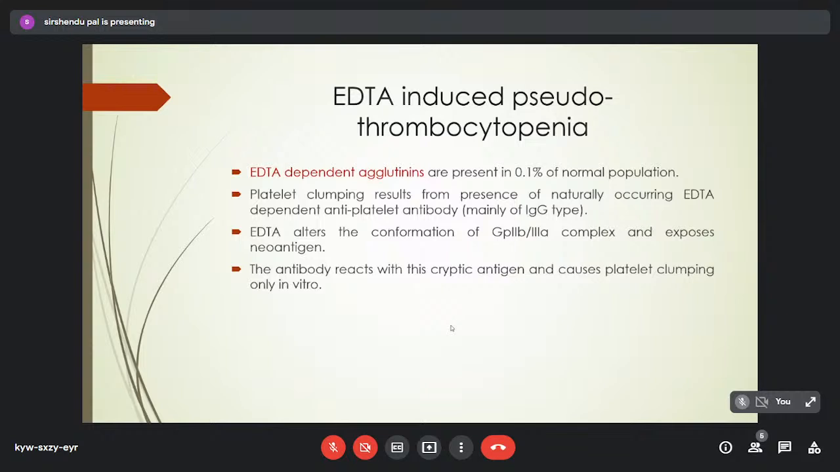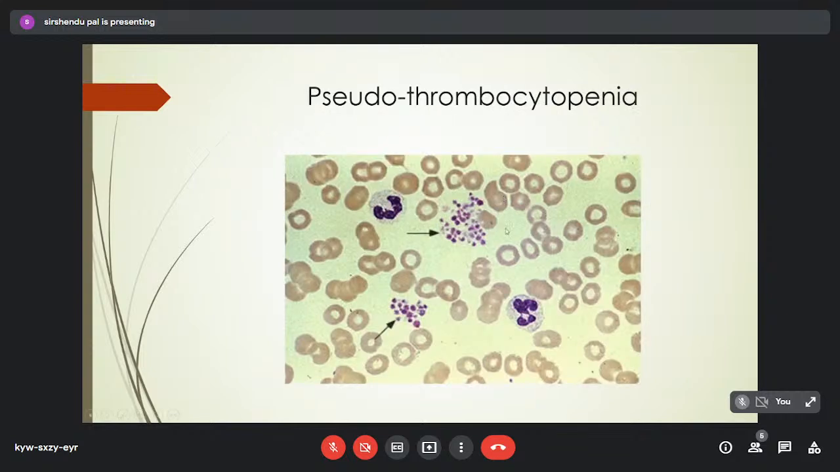Coming to EDTA-induced thrombocytopenia, EDTA-dependent agglutinins are present in about 0.1% of the normal population, and the platelet clumping results from the presence of the naturally occurring EDTA-dependent antiplatelet antibody, which are mainly of the IgG type. EDTA alters the conformation of the GP2B3A complex and exposes new antigens. These EDTA-dependent antibodies then react with this cryptic antigen and cause platelet clumping, and this platelet clumping only occurs in vitro. This is the peripheral blood smear examination picture showing the clumping of the platelets.